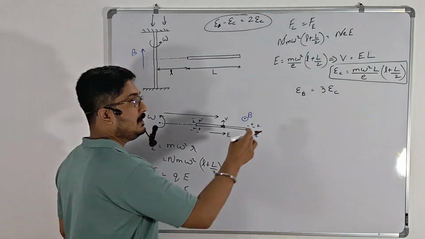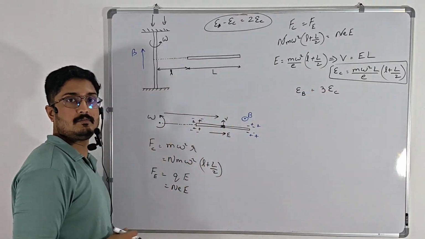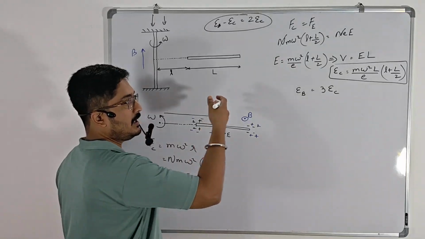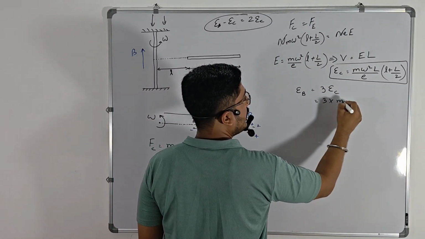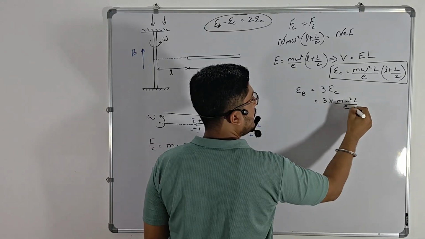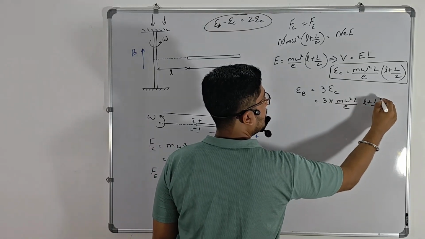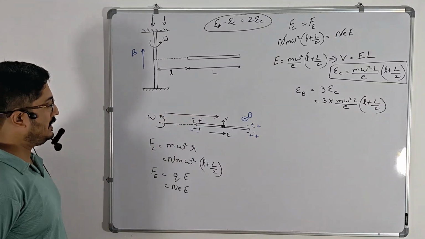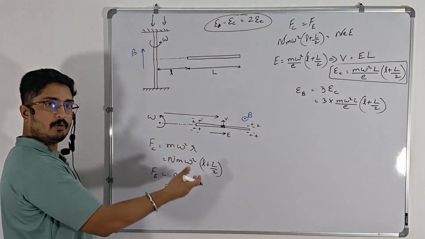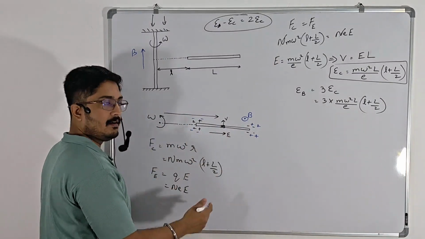So for making it double, the EB has to become 3 times. Okay, fine. That's it. Now you can equate it. This EC value you already know, 3 times of M omega square L by E, L plus L by 2. And the EB value you can easily find out by integrating, right?